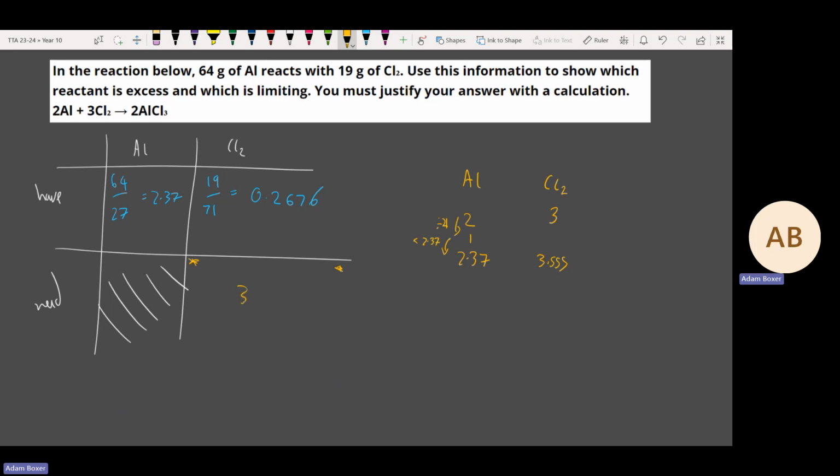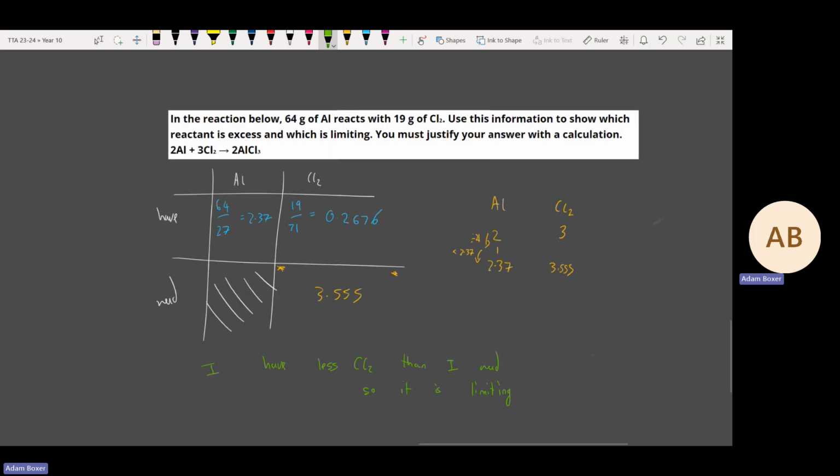And that'll give you 3.55, which means for sure I have less Cl2 than I need. So it is limiting. Therefore, it is limiting. I think that's all of them.